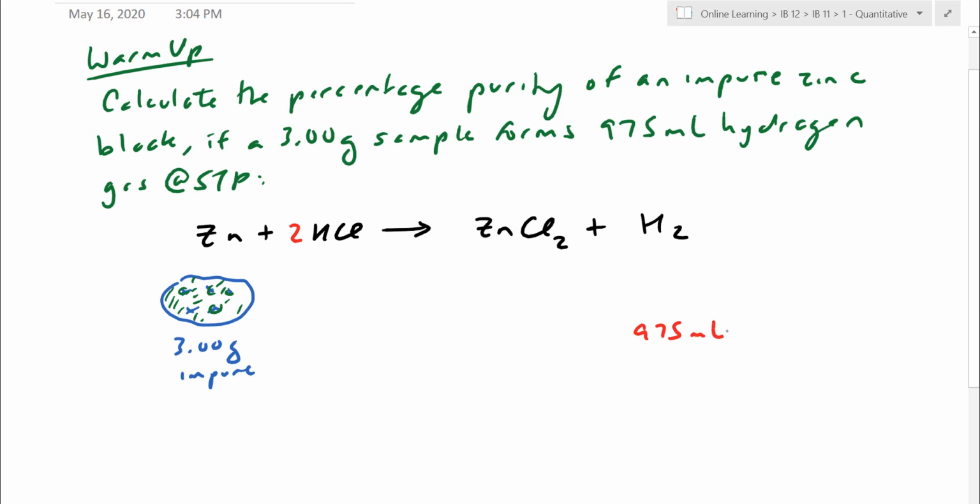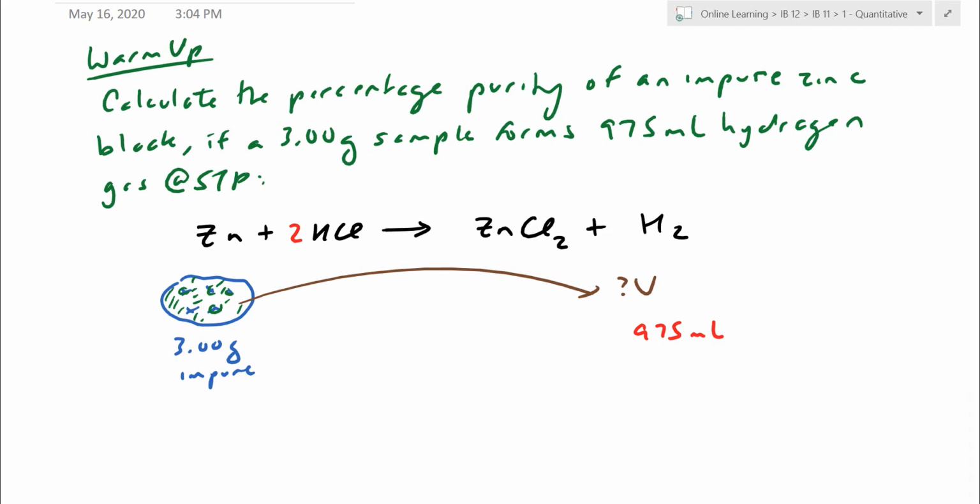So there's 2 main ways of doing this question here. You can do it like a percent purity question. You can say, well, let's pretend if I really had 3 grams of zinc, how much true volume of H2 should I have gotten? And then I can do a ratio. Well, by calculation, I should have gotten something over 975. 975 divided by that number is percent purity.